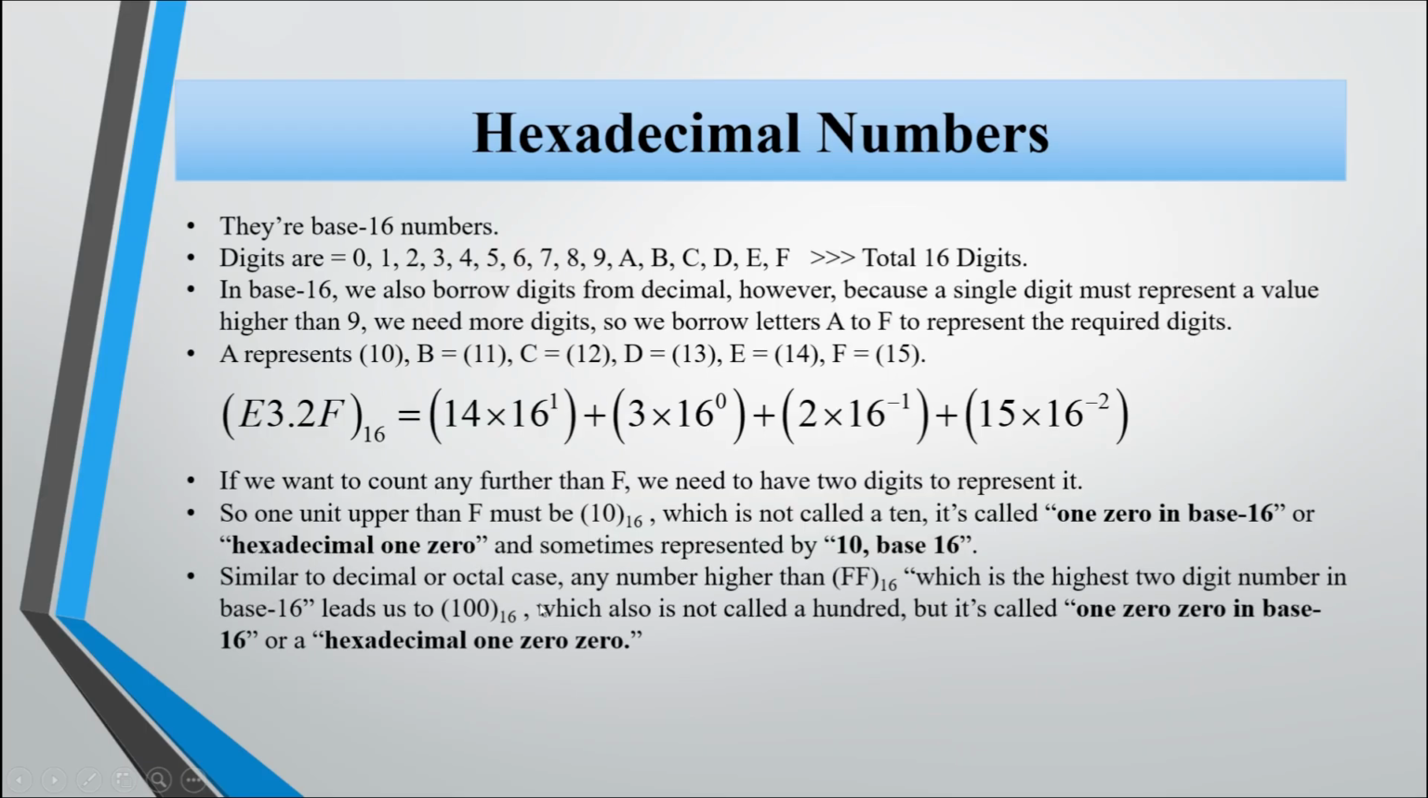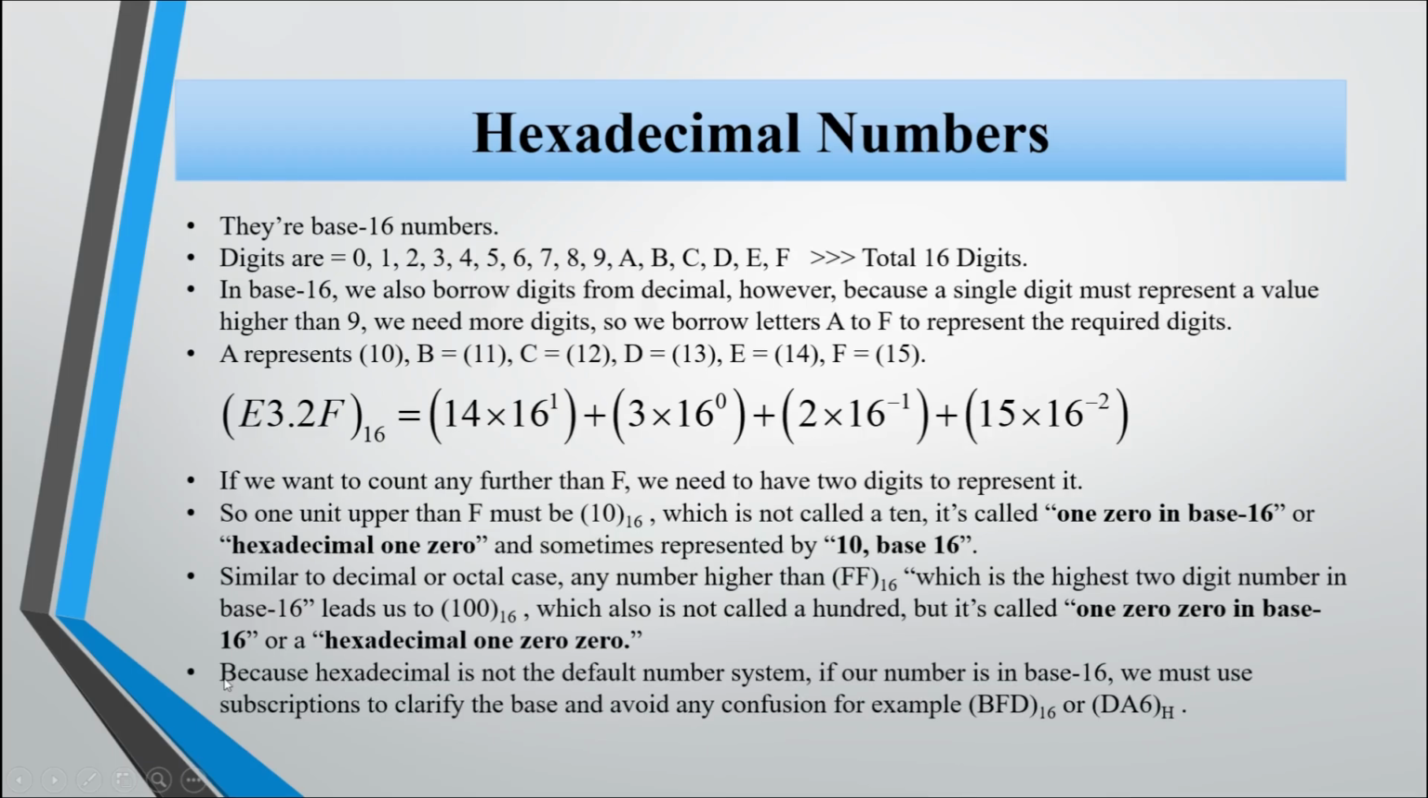Similar to the decimal or octal case, any number higher than FF in base 16, which is the highest 2-digit number in base 16, leads us to 100 in base 16, which also is not called one hundred, but it's called 100 in base 16, or a hexadecimal 100. And finally, because hexadecimal is not the default number system, if our number is in base 16, we must use subscripts to clarify the base and avoid any confusion.